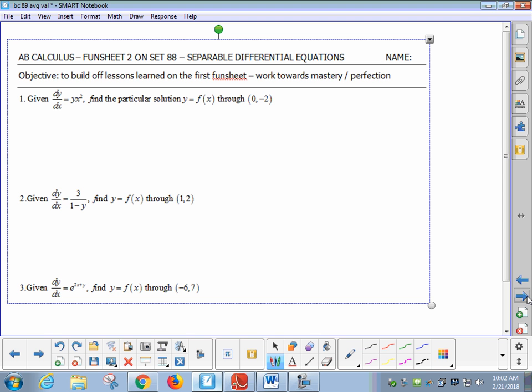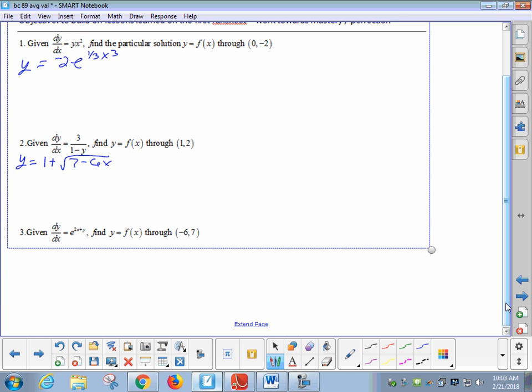So number 1, I have maybe y equals negative 2e to the 1/3 x cubed. Bless you. I'll give you answers, and then I'll be happy to go back over questions if you have any. Number 2, y equals 1 plus the square root of 7 minus 6x. Am I right? Or f of x if you like.